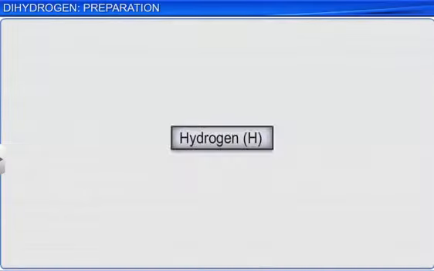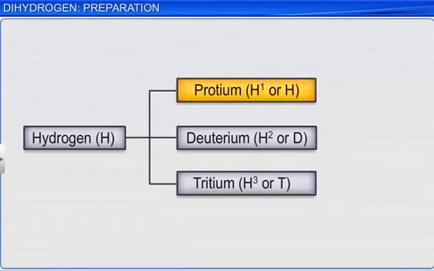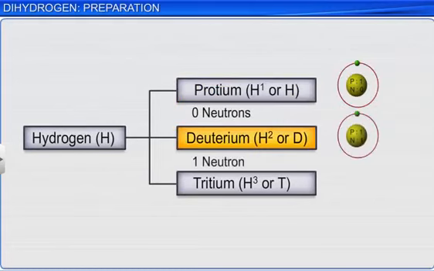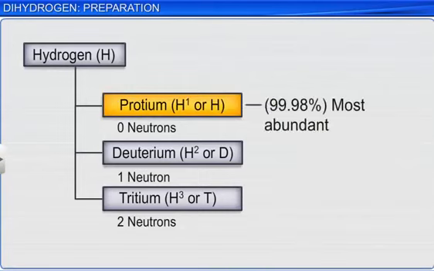Hydrogen with atomic number 1 has 3 isotopes: protium, deuterium, and tritium. It is the only element whose isotopes are named. Protium has no neutrons. Deuterium has 1 neutron, while tritium has 2. Among the 3, protium, with a concentration of 99.98%, is the most abundant.